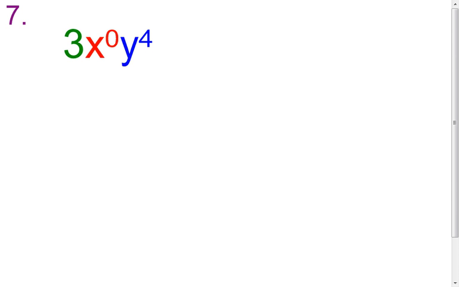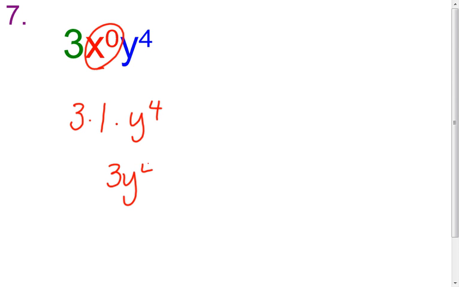All right, here I do have an exponent of 0 in there, but be careful because it is only x that is being raised to the 0 power. So only this quantity right here, remember that anything to the 0 power is 1. So I really have 3 times 1 times y to the 4th. Well, 3 times 1 is 3. y to the fourth is what that would look like. Nothing needs to be moved because there's no negative exponents.